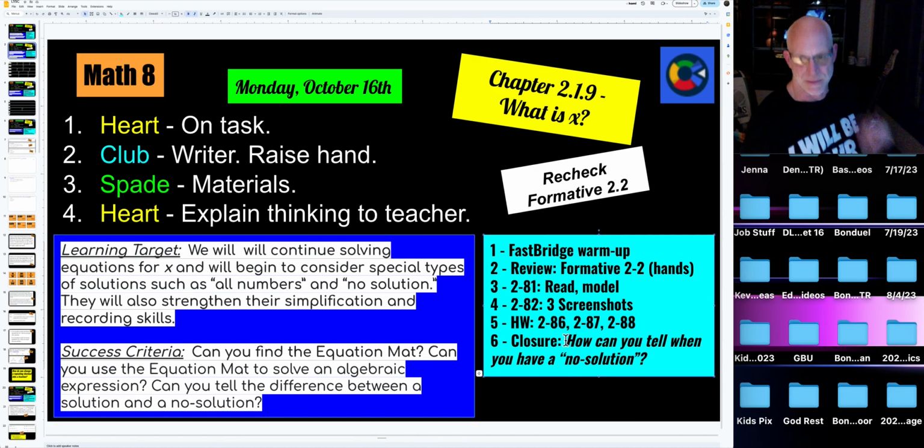At the end, in closing, as the kids are getting ready to pack up and I'm ready to read, I will ask, how can you tell when you have a no solution? And this gets back to what we did in this modeling and in the screenshots. How can you tell when you have a no solution?